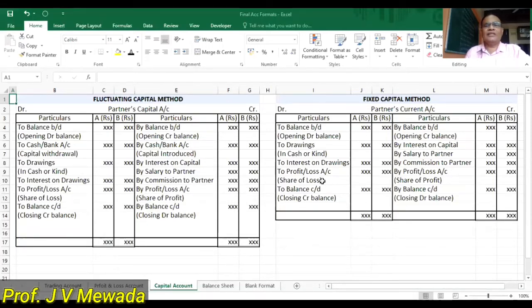And then there are chances that in the current account normally there is a credit balance in the trial balance. Sometimes it may have a debit balance. And whenever we are closing, normally we have a credit balance which we are going to transfer to the balance sheet liability side. Sometimes we may have a debit balance which we are going to transfer to the asset side of the balance sheet. So that is all about the capital accounts.